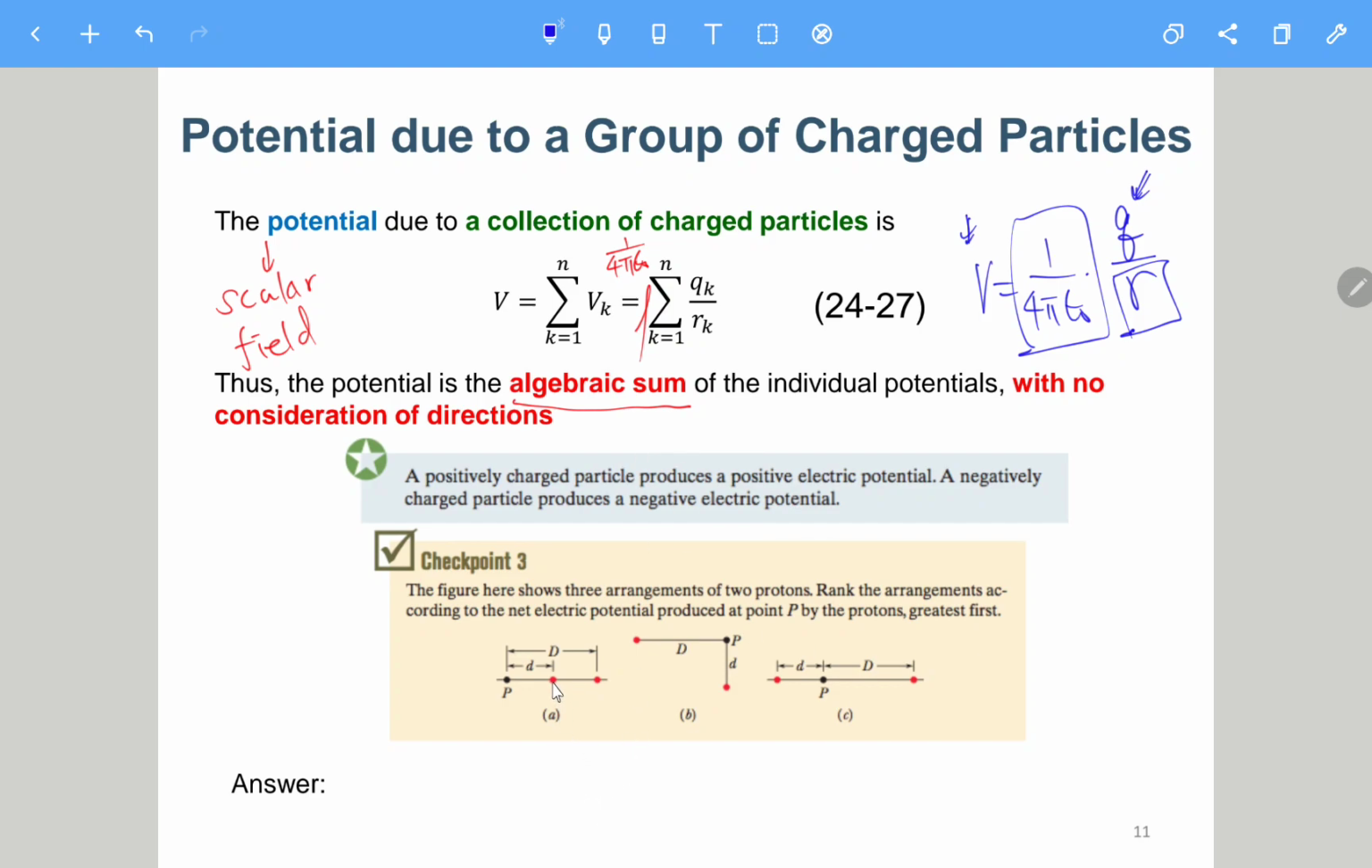So the first one, we have this one here and here. So this is small d, this is large D, this is point P. So we would like to consider VPA, and then this one is VPB, and then for this one, VPC. Okay, so this is small d, this is capital D, this is small d, this is capital D, this is small d, this is capital D. Okay, so which one is the largest one? A, B, or C?